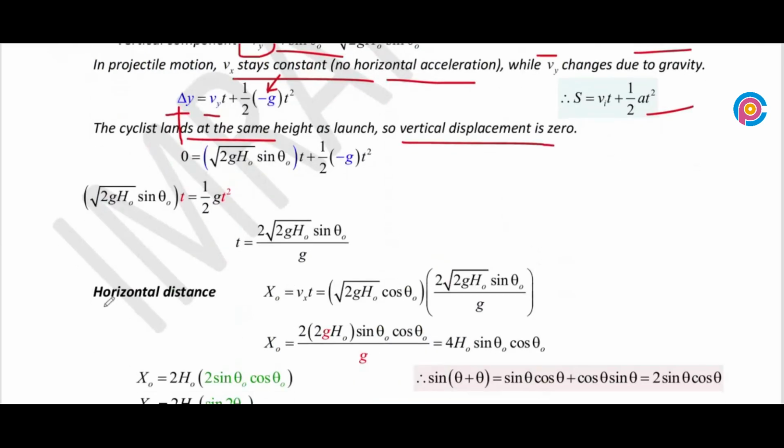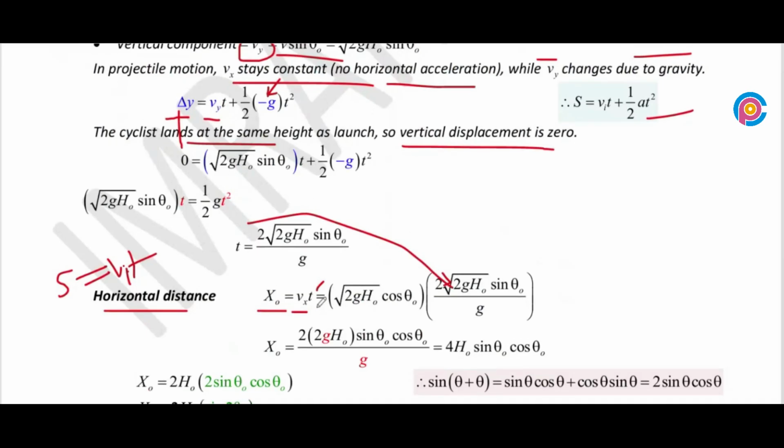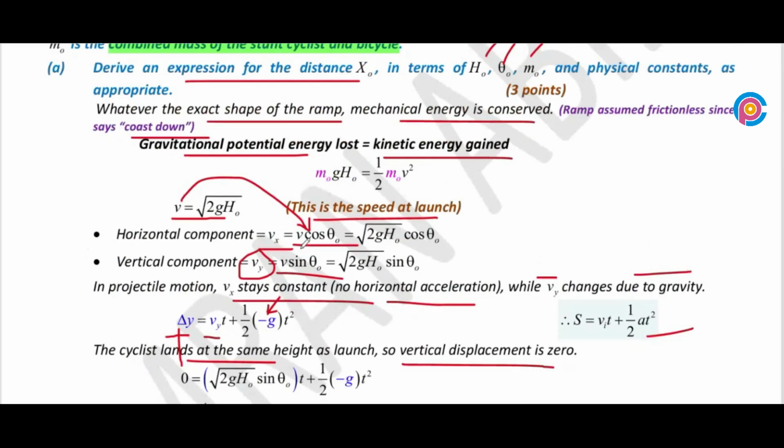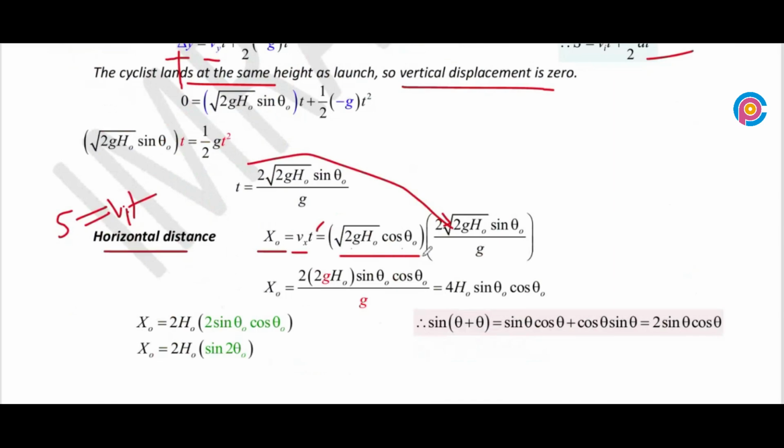Now the horizontal distance: we have the equation S is equal to Vi t. So we can place it for the horizontal, the x-axis. So x naught equals Vx times t. t is the same time of projectile, you can say. So the value is here, while for Vx we have the square root of 2 g h naught cos theta. So we can place the value here.